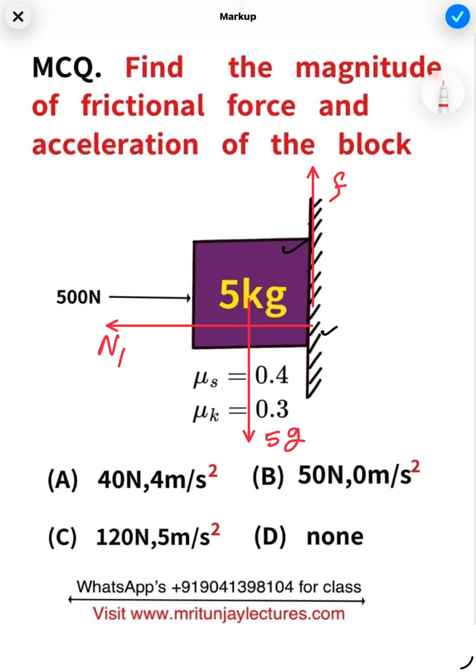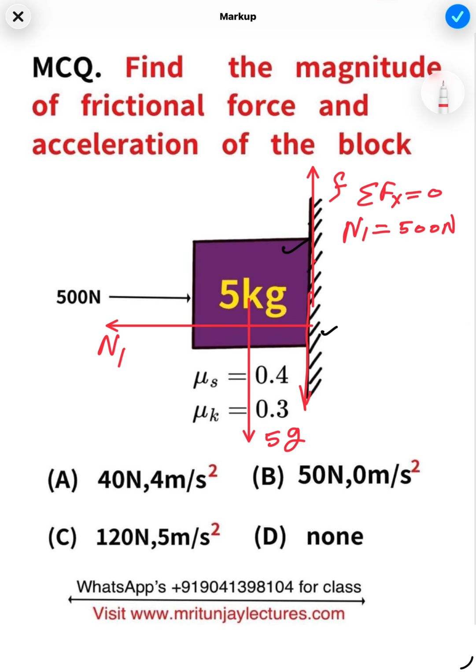Now N1 will be equal to, clear, because this wall is not moving, N1 will be equal to how much? 500 newton, because the net force along the x-axis is how much? 0. Now after that, whether this block is moving or not is decided by the frictional force. So what about N1? N1 is 500 newton.